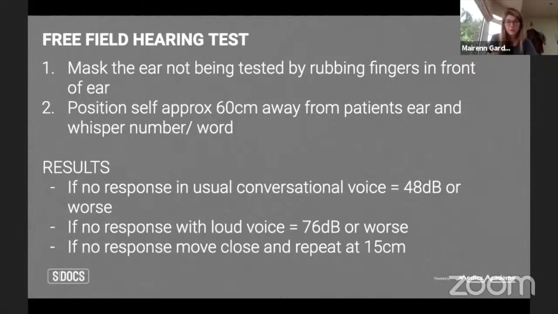If there's no response when you say your number or word in a normal voice, this suggests that the hearing level is 48 decibels or worse. If you say it in a loud voice, this suggests that it's 76 decibels or worse, which we'll come on to later about how severe that is. And if they can't hear you at your loud voice, you then need to come closer, to about 15 centimeters. And this will allow you to test lower decibels.